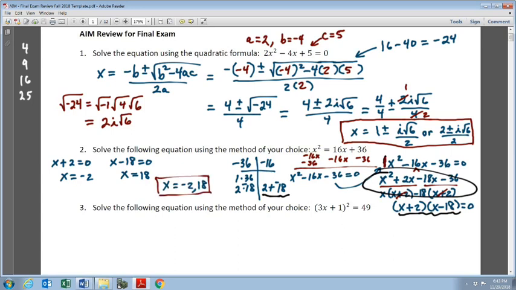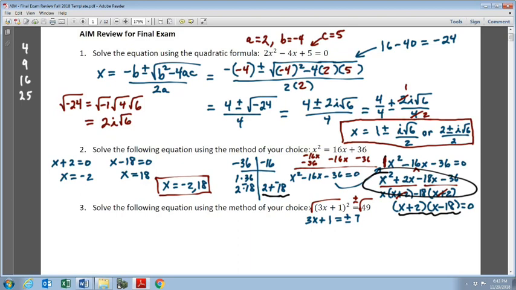Oops, I'm sorry, I forgot about finishing up on number 2 there. If we take the square root of both sides, on the left side, we know that when we have something squared and we take the square root of that, we get what's inside. And of course, the square root of 49 is 7, so we're going to get plus or minus 7 on the other side.